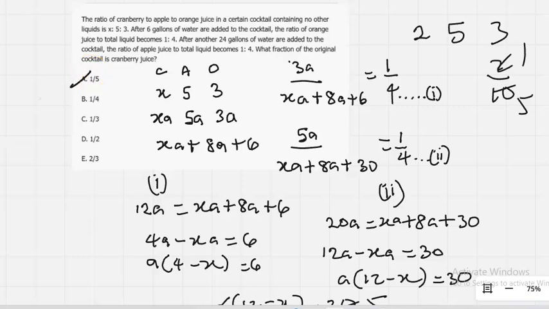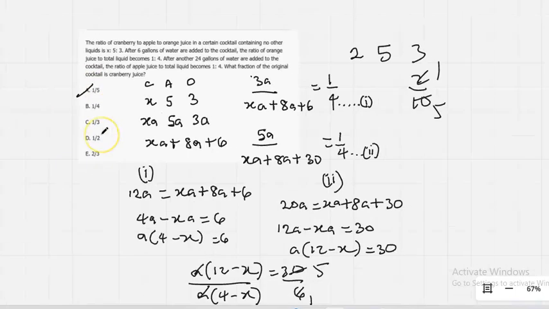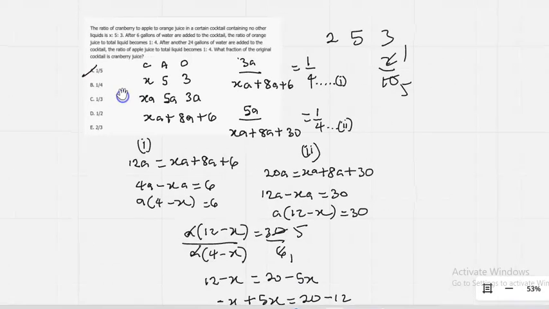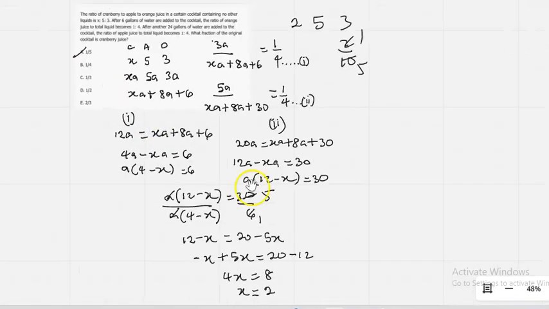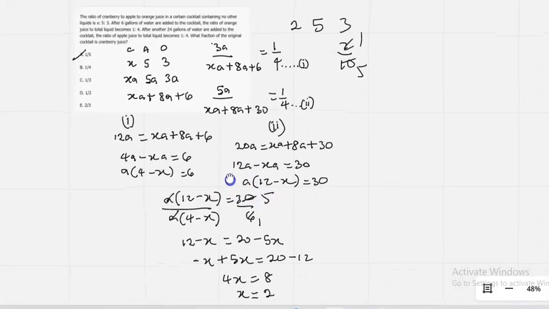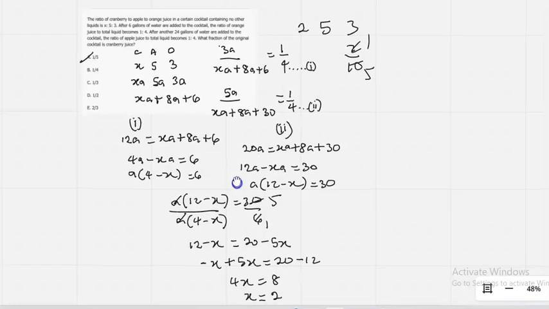This is the answer. So let me bring all the questions together so that everything can be together in one page.